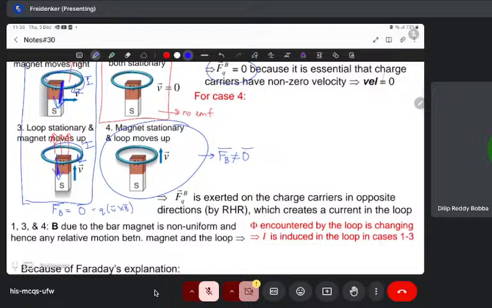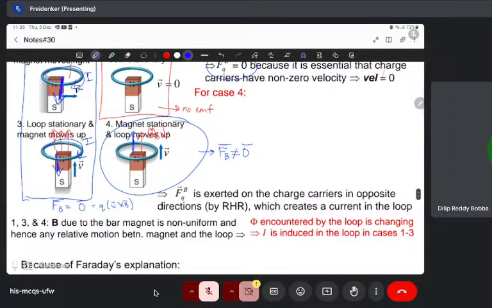In the fourth case, when the loop is moved away from the magnet, the magnetic intensity decreases, right? That would mean the number of field lines passing through the loop will also decrease. That means in this direction the flux is decreasing. So if the flux is decreasing in the upward direction, the opposite thing you could do is increase the flux in that direction. If you want to increase the flux in this direction, you take the thumb of your right hand, point it in the upward direction, and rotate your fingers. You will get the anti-clockwise direction. So I induced will be in the anti-clockwise direction.